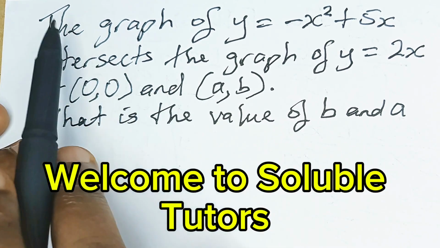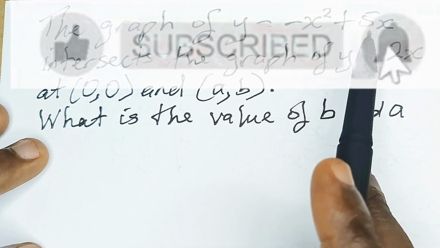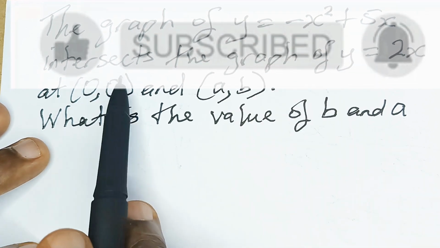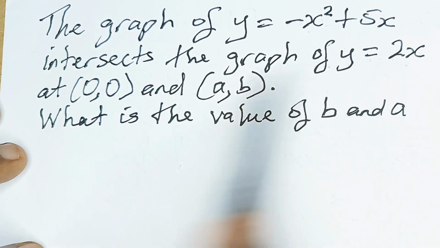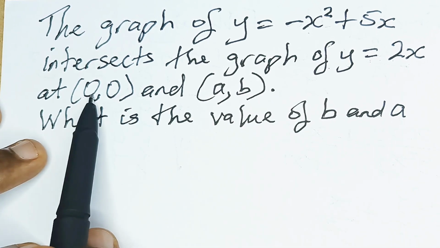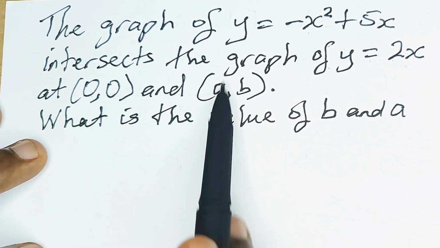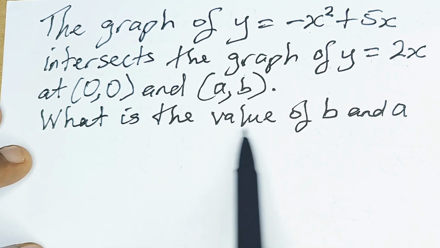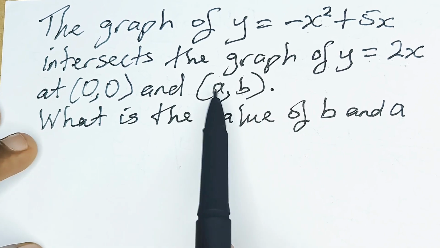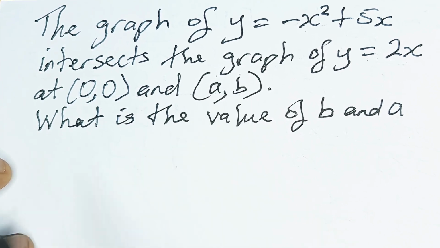The question says the graph of y is equal to minus x squared plus 5x intersects the graph of y is equal to 2x at (0, 0), that is 0 in the x-axis and 0 in the y-axis, and (A, B). A stands for the x-axis and B stands for the y-axis. What is the value of B and A? That is, what is the value of these coordinates, the coordinates x and y?